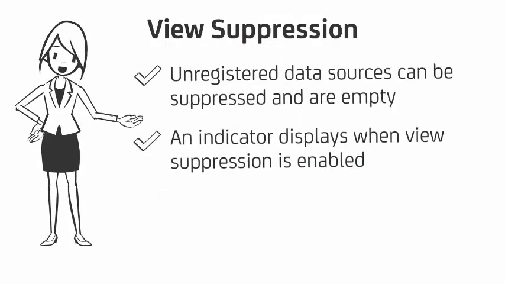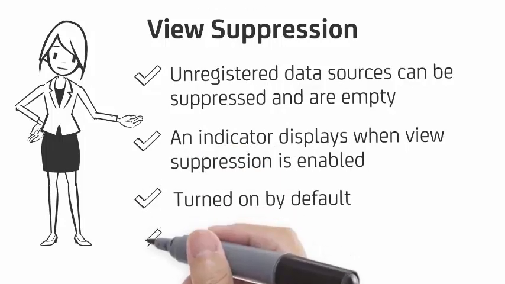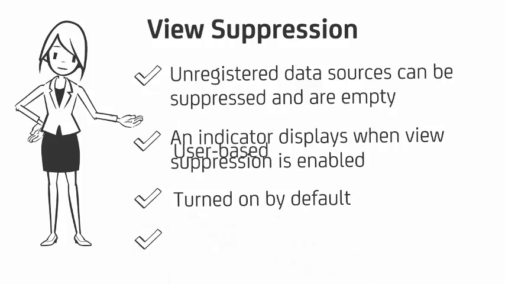An indicator displays when data source view suppression is enabled. View suppression is turned on by default and is user-based and available to all users regardless of role. Hiding empty views allows for a much cleaner user interface. You can also disable it for troubleshooting purposes or to help you decide whether to deploy another data source.